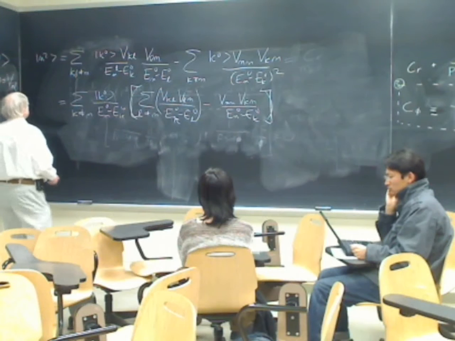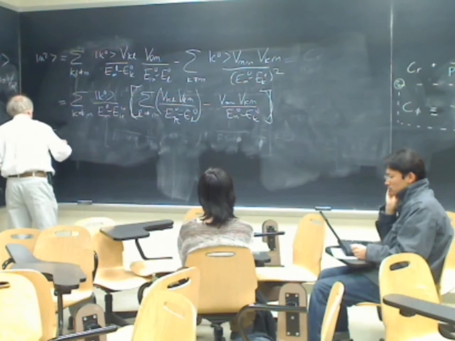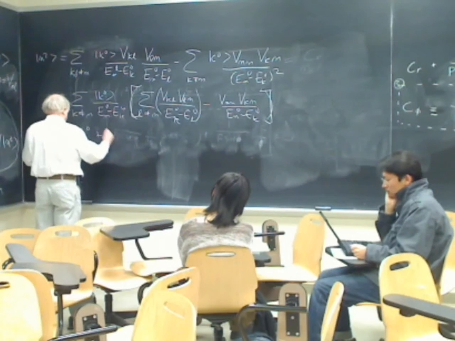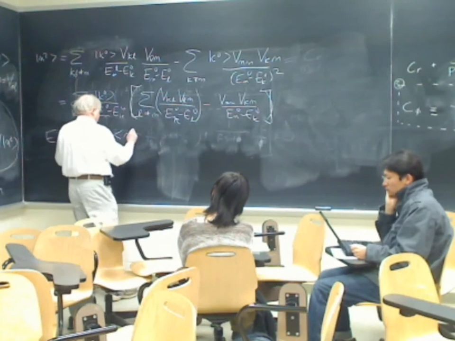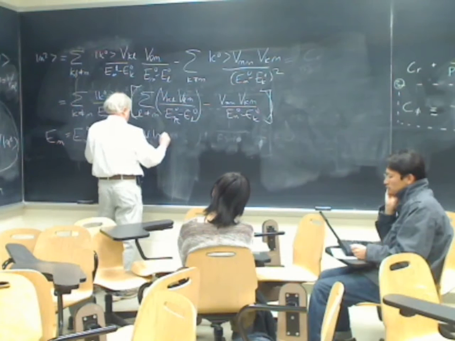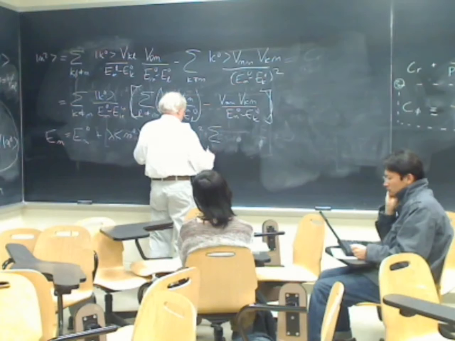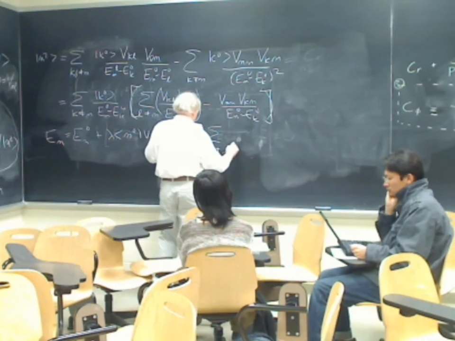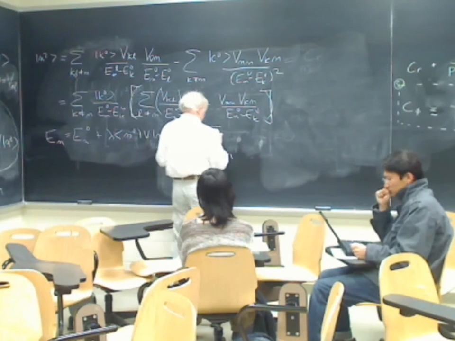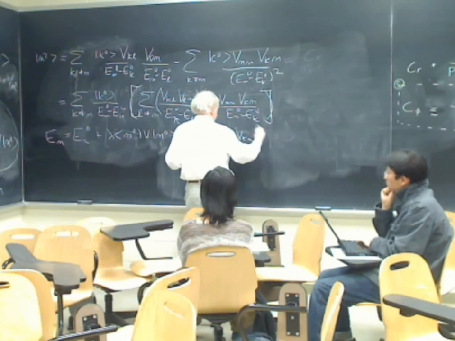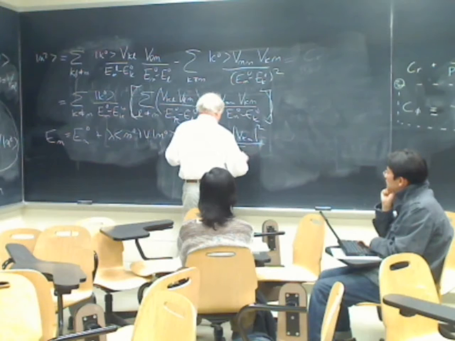So what is the energy eigenvalue? Well, it's EN0 plus lambda times N0 V N0, plus lambda squared times the sum K0 not equal to N. And in the notation that I've been using, this is the absolute value of VKN squared over EN0 minus EK0.